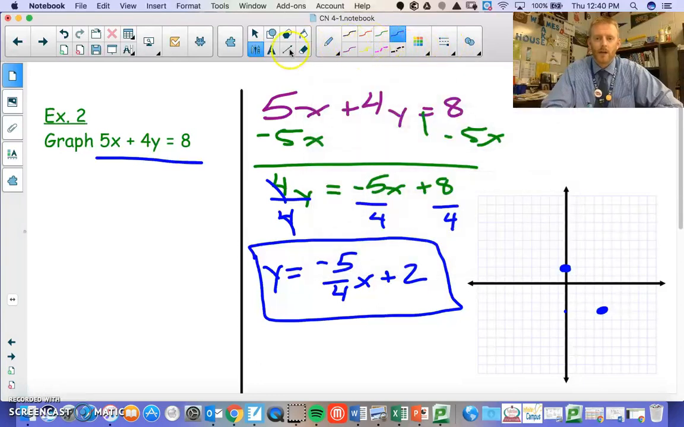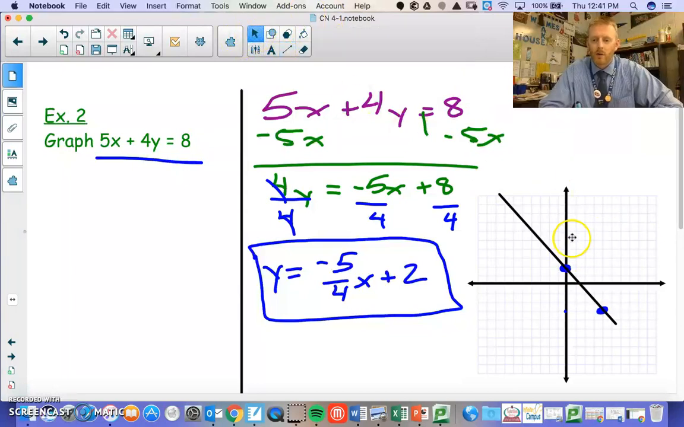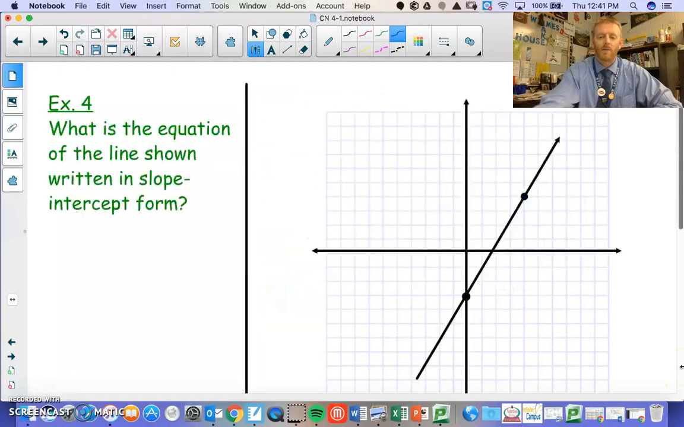If you can make your line or your points go all the way through, you need to do so. So we would have gone up 5, left 4 to get the next point, and down 5, right 4 to get another point. We're asking for you to make sure you do that. These lines go on forever, so there should be arrows on both sides so that we know that they go on forever.